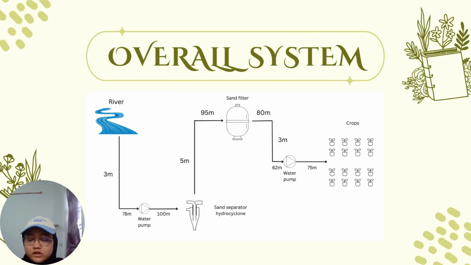Here we have the overall system. First, the water from the river will be pumped by the main water pump to the sand separator hydrocyclone. And then from the sand separator hydrocyclone, it will go to the sand filter. And then after the sand filter, the water pump will pump the water from the sand filter, and eventually clean water will be supplied to the crops.